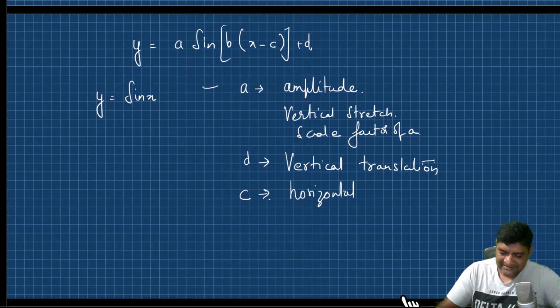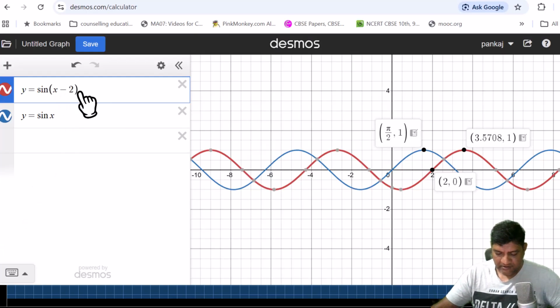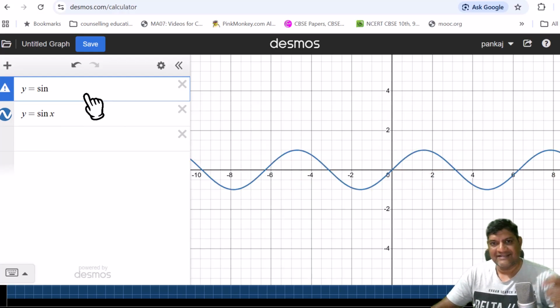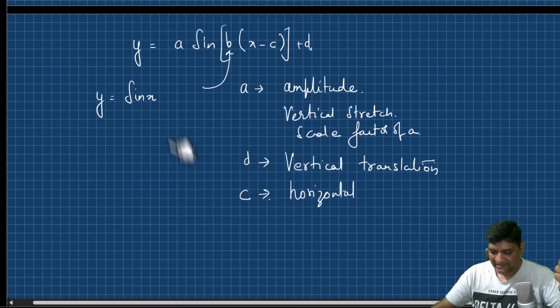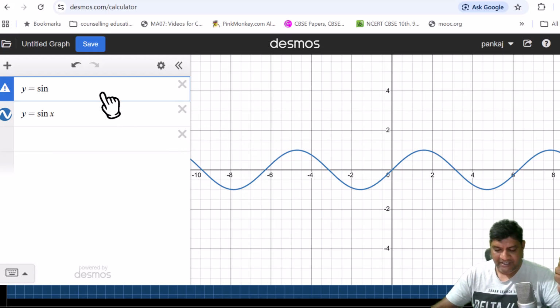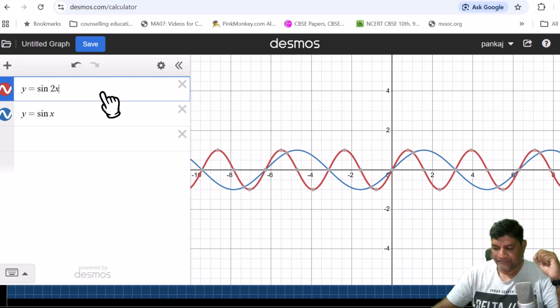So what does b do? Let's look at that one. Going back to Desmos again, and for this graph, remember b is outside of the bracket. It's not inside of the bracket. It's outside of the bracket of x minus c. All right, be careful with that. So if that is true, then what if I wrote this as sine of 2x? So the red one is the new graph and the blue one is the old graph.